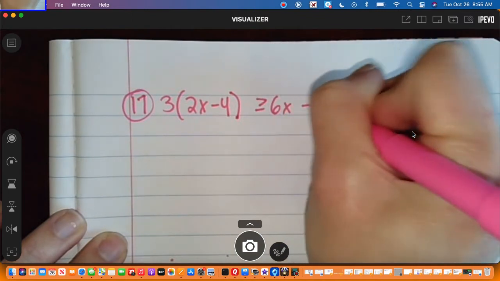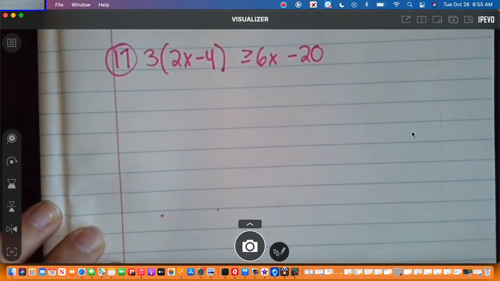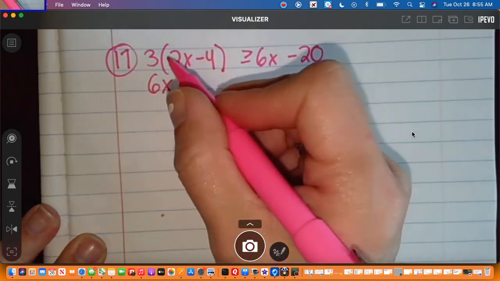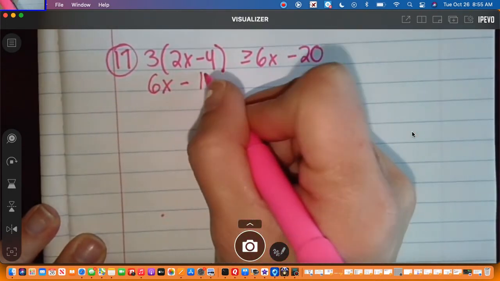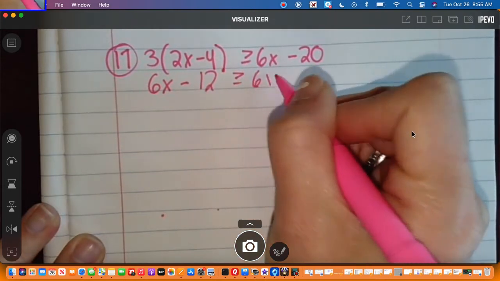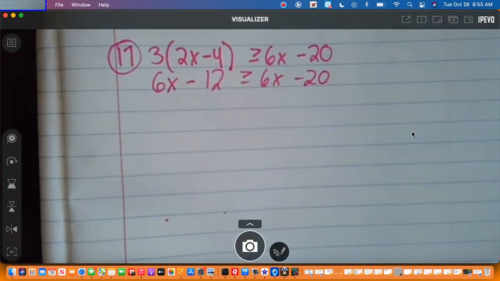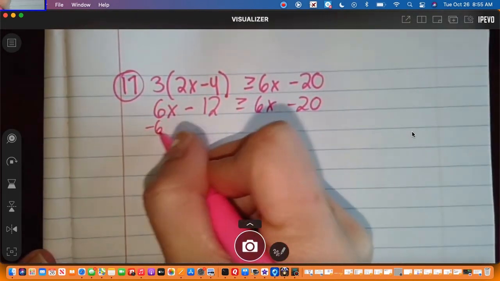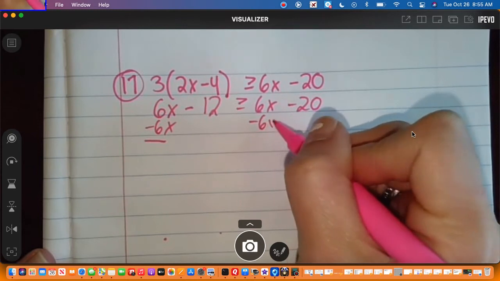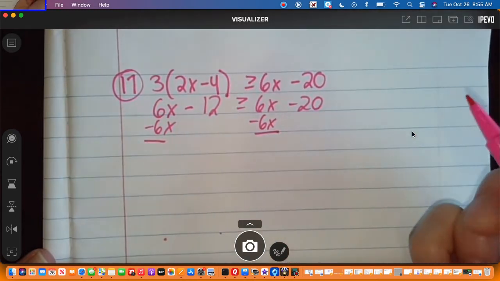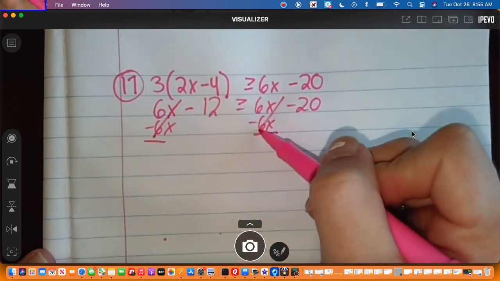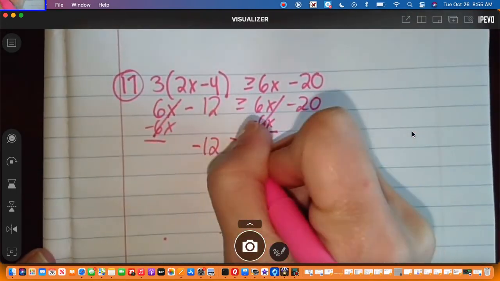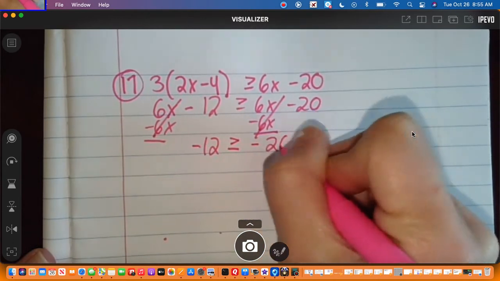What do I do first on this one? Distribute. So 3 times 2x is 6x. And 3 times 4? 12. Okay, and I'm going to bring everything else down. Now I have x's on both sides, so I'm going to subtract 6x from both sides. What do you notice happens? It goes away. Let's just write what we have left. Negative 12 is greater than or equal to negative 20.